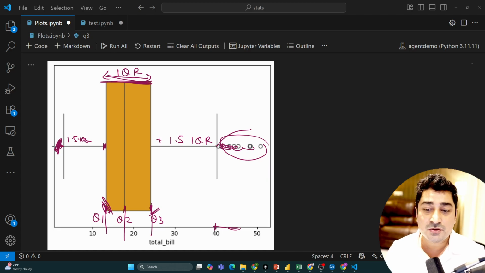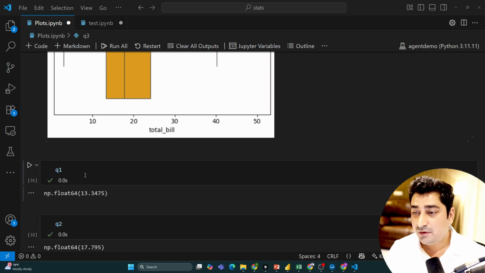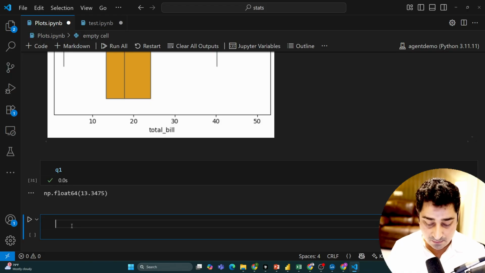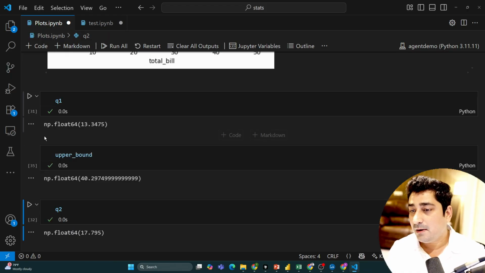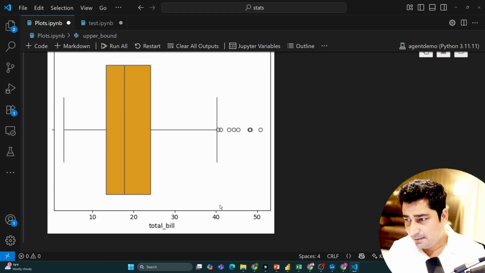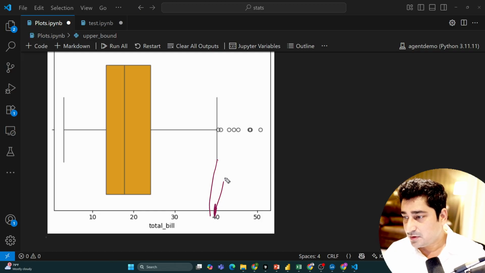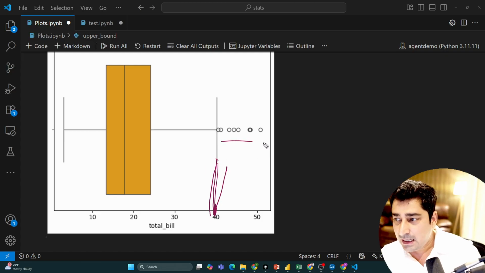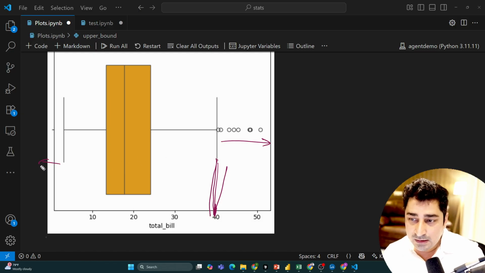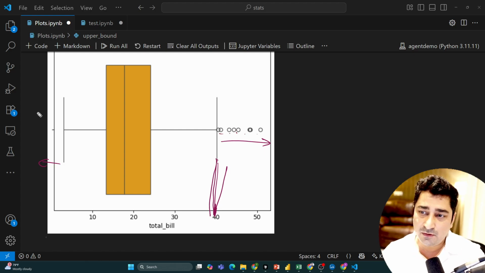And if you remember, we have also calculated an upper bound and lower bound. So maybe I can check what my upper bound was. My upper bound was 40.29. And yes, I'm able to see the boundary point, this particular line, there itself. Sorry, I'm not able to draw properly, but I'm able to see that point, 40 point something. And beyond that, it is trying to represent the outlier. Now, if there is data beyond that, it will show you in this particular way. There is no data.